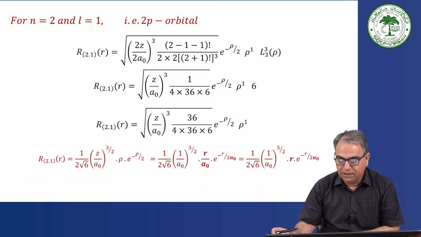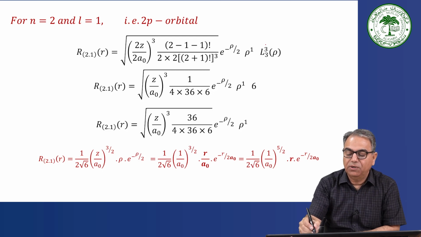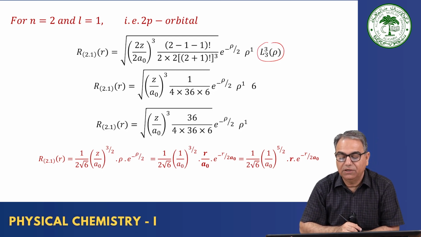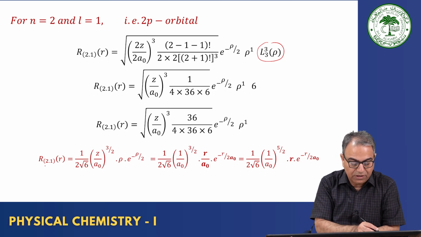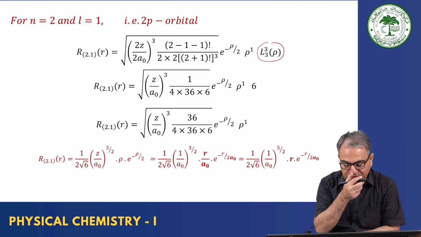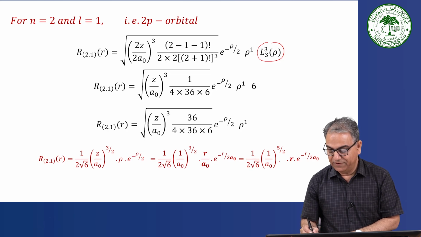what about 2p orbital? If you look at 2p orbital, the associated Laguerre polynomial which you require is L33 rho, and this we have already determined and it is tabulated already. The value of this is equal to 6. Okay, and if it is 6, then the final value R21, with the same normalization constant process which we did earlier, comes out to be 1 over 2 root 6, 1 over a naught to the power 5 by 2, r into exponential minus r divided by 2 a naught.